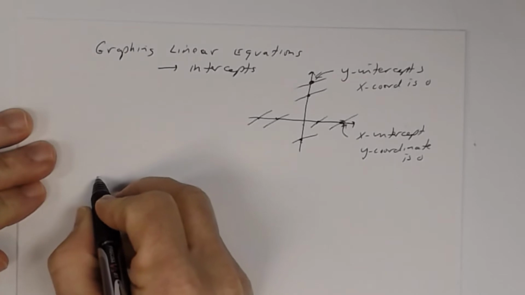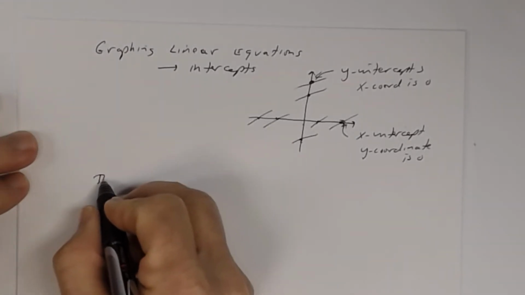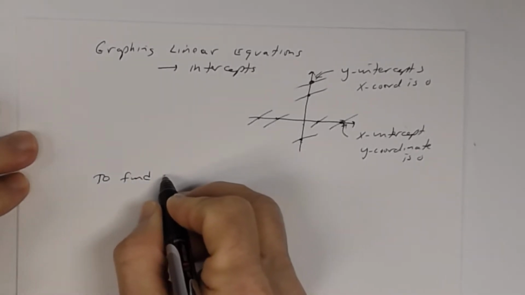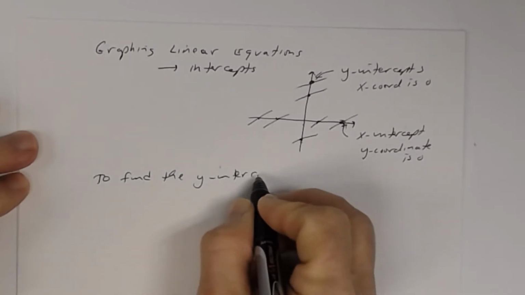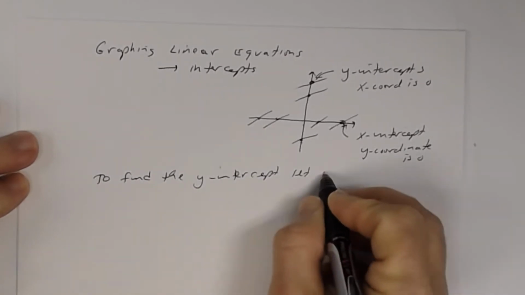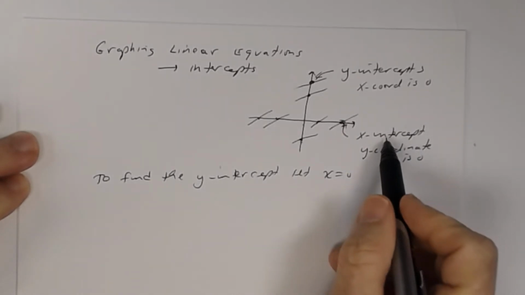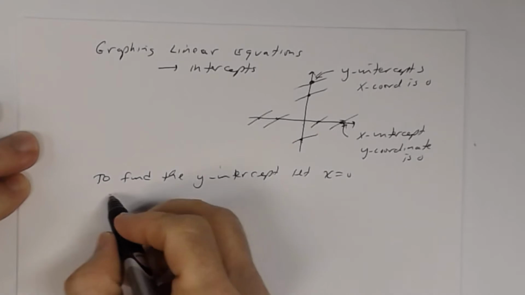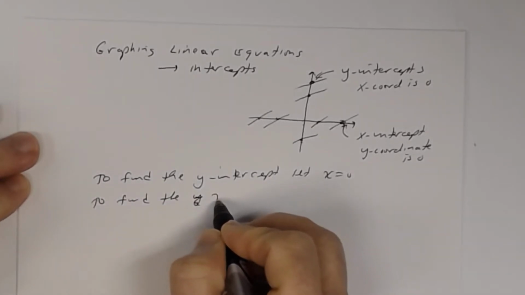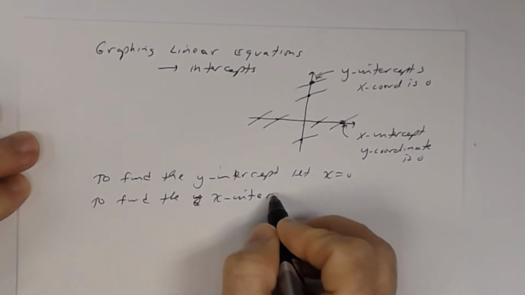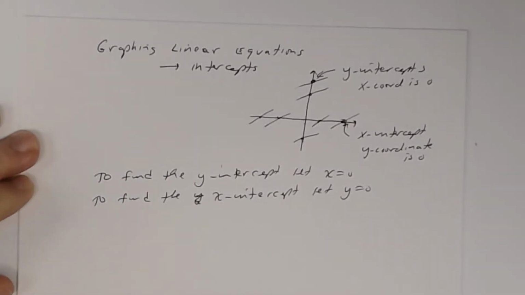Okay? So to graph these lines using intercepts, you have to find two things. The first thing you're going to do is find either the x-intercept or the y-intercept, it does not matter. To find the y-intercept, you're going to let x equal 0. To find the x-intercept, you're going to let y equal 0. All right, so let's look at an example.